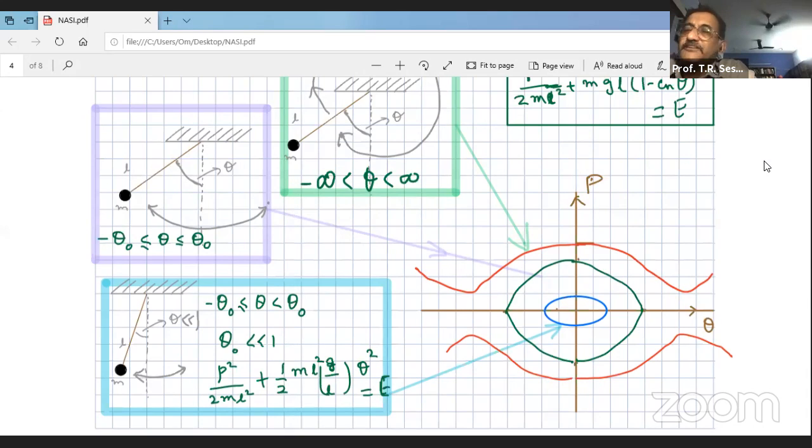If I take the green curve for smaller and smaller energy, gradually it will become an ellipse, the way the blue curve is. You can actually draw one borderline case in which I have given just enough energy to the bob so that it goes to the top and stays. I have not shown that, so that will be in between all these. So this is the phase space structure of a real pendulum. Any questions? Just wait if there are any questions.